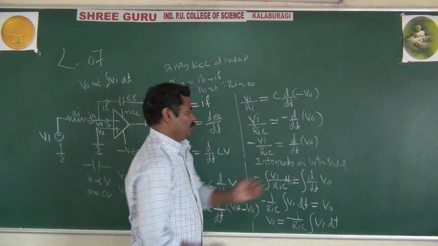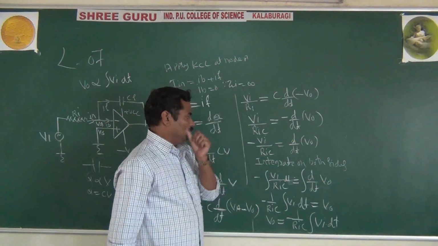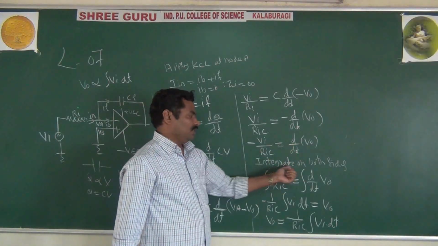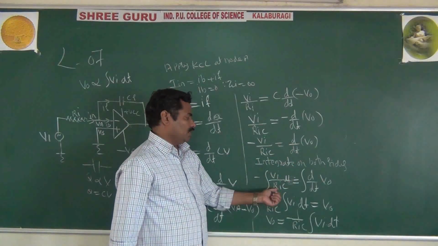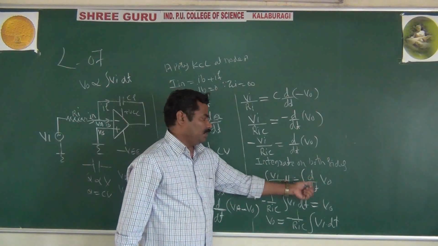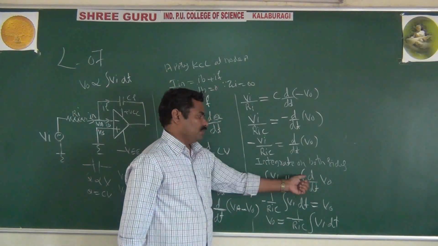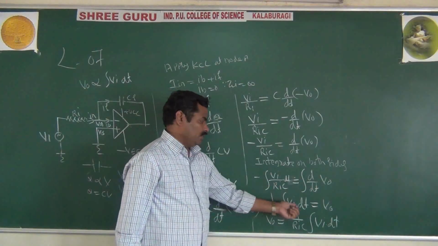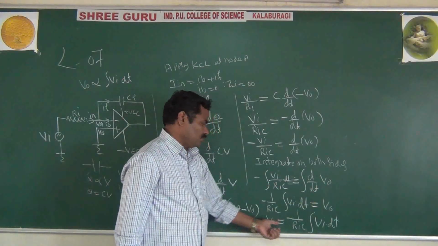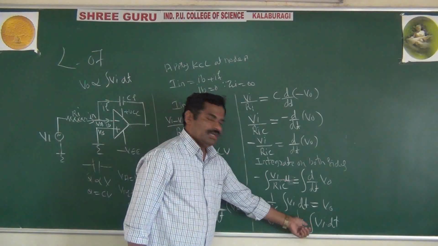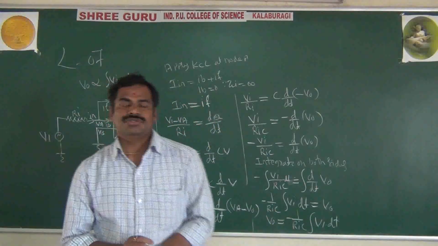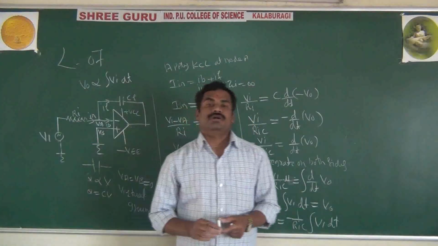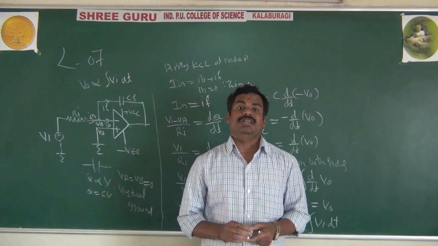And finally d by dt V naught, and we want this output voltage, and we have to remove this d by dt. That's why integrate on both sides. Vi by Ric into dt is equal to d by dt V naught, and the integration and differentiation here both will cancel, they are opposite processes. So V naught is equal to minus 1 by Ric integral of Vi dt. This is about the simple way of your integrator, how your op-amp is used as an integrator.